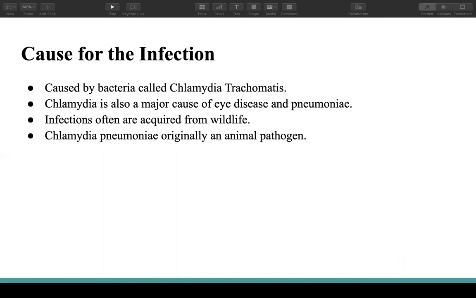Chlamydia is often a major cause of eye disease and pneumonia. Infections are often acquired from wildlife. According to the article, Animals Linked to Human Chlamydia Pneumoniae, Dr. Timms says that chlamydia pneumoniae was originally an animal pathogen that crossed the species barrier to humans and had adapted to the point where it could be transmitted between humans.